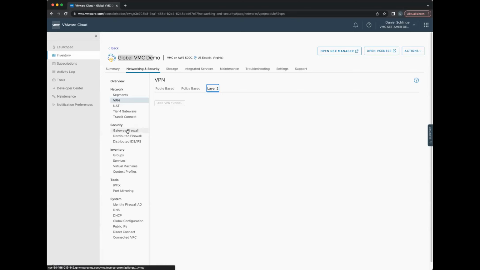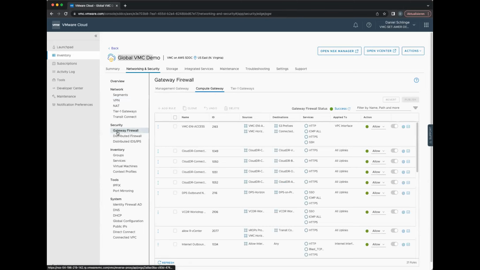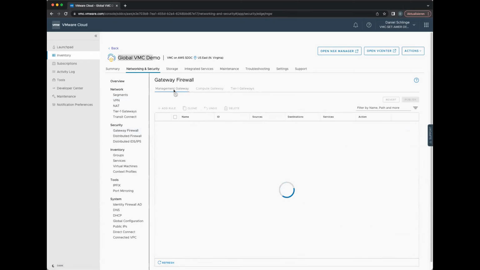One thing what's special here is security. Security is divided in distributed firewall and gateway firewalls. The difference between that, gateway firewalls is everything what is going through our edges, so our gateways, and distributed firewall is for micro-segmentation. So you can also divide traffic between virtual machines which are sitting in the same subnet. For the gateway firewalls, we have here multiple tabs. One is compute gateways and one is management gateways.